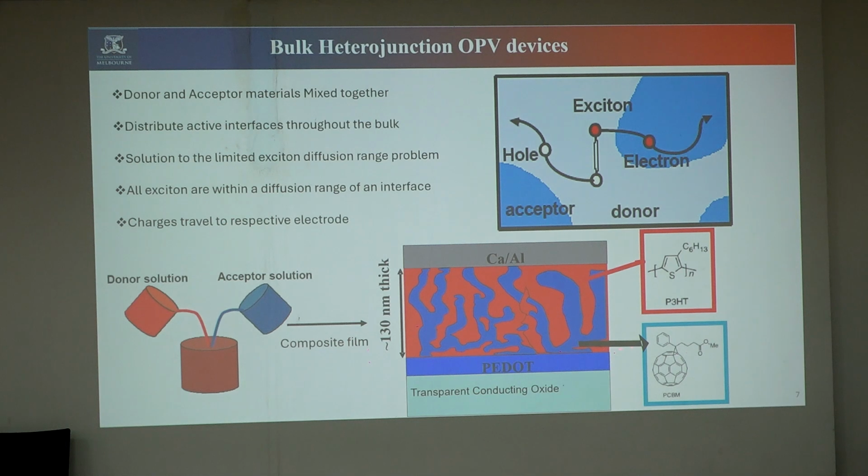So that is the bulk heterojunction. Here, not all the separated charges can reach the electrode. Recombination might happen, because when the holes travel, they can encounter the acceptor. If that happens, they will recombine and go as radiative loss. Okay, so this is the bulk heterojunction concept.